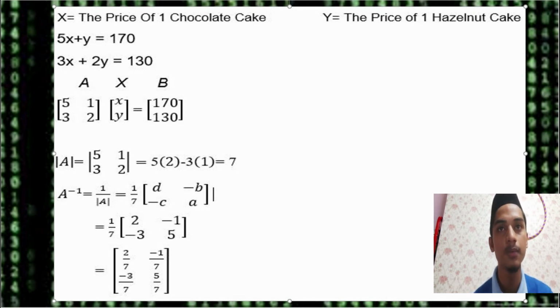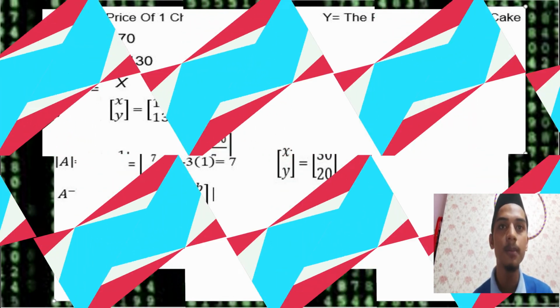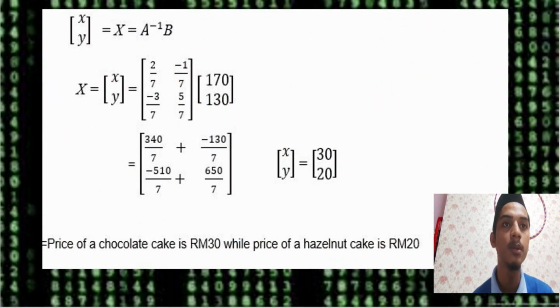After that, we find the determinant of A with the formula a times d minus b times c. The answer we get is 7. Next, we find A inverse with the formula 1 over determinant A multiplied by the matrix in which the values of a and d swap places, while the values of b and c become negative. So, we get 2 over 7, negative 1 over 7, negative 3 over 7, and 5 over 7. The final step, A inverse is multiplied with b using row to column. So we get the value of s is 30 and the value of y is 20. So the conclusion is the price of 1 chocolate cake is RM30, while the price of 1 hazelnut cake is RM20.